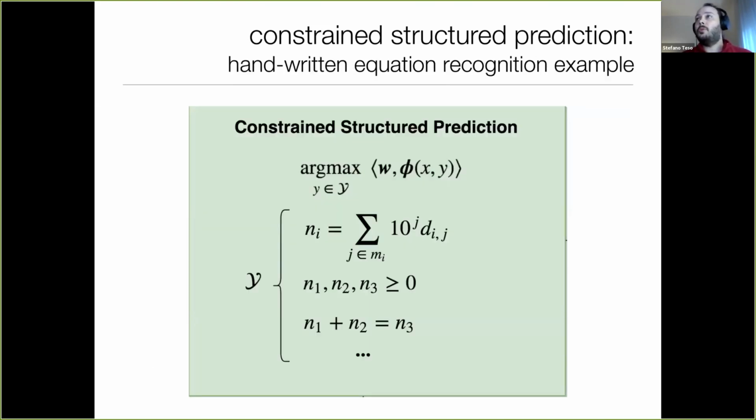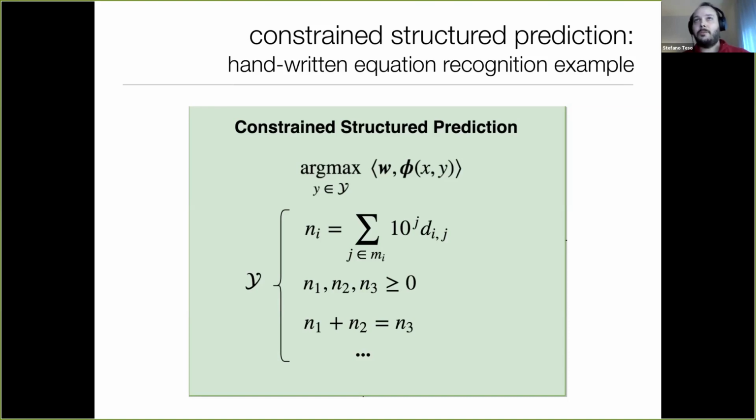Now, how do you solve this in practice? Well, it has been shown that in order to solve inference for this kind of models, it is actually very convenient to encode the optimization problem as a constraint optimization problem, so a mathematical optimization problem. And in the case of handwritten equation recognition, it will look something like this. So just maximize the score of the output, find the highest scoring output in the space of all formulas, of all sets of three numbers that are all three positives and whose sum actually matches, and so on and so forth. These are the hard constraints in the problem.